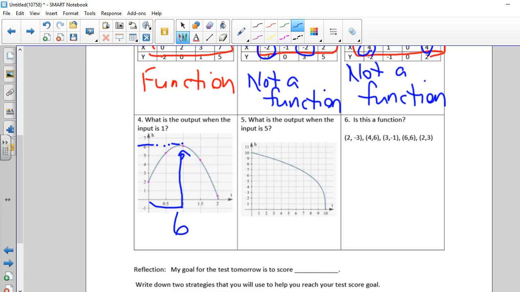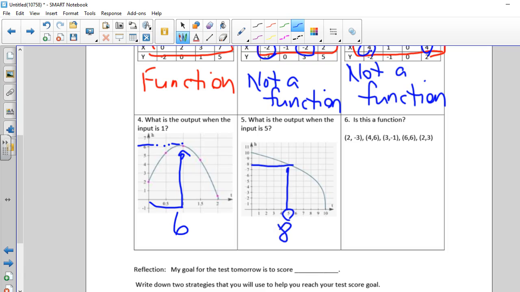Number 5 says the same thing. What is the output when the input is 5? Well, all of the inputs are always on the x-axis. So you could say, because there's an x, so that's x or input or domain, but we want input. So our input is 5, so let's go over here to the number 5 on the graph. What is the output? Trace it up to your line. Looks like it's 8.